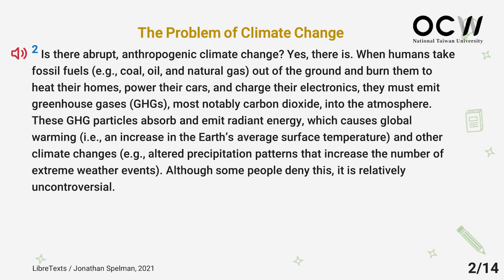Is there abrupt anthropogenic climate change? Yes, there is. When humans take fossil fuels, for example, coal, oil, and natural gas, out of the ground and burn them to heat their homes, power their cars, and charge their electronics, they must emit greenhouse gases, most notably carbon dioxide, into the atmosphere. The GHG particles absorb and emit radiant energy, which causes global warming, i.e. an increase in the Earth's average surface temperature, and other climate changes, for example, altered precipitation patterns that increase the number of extreme weather events.